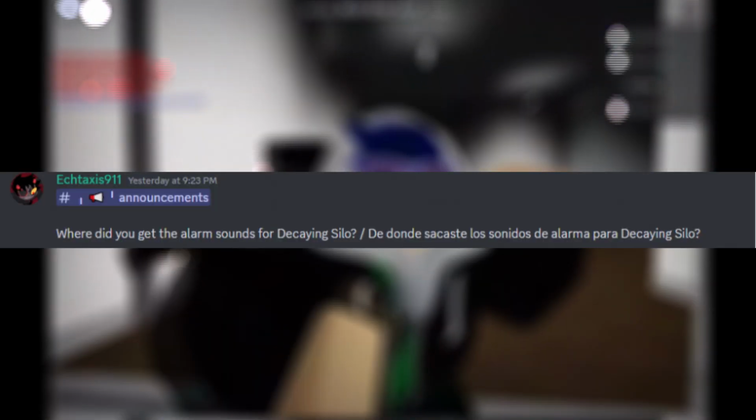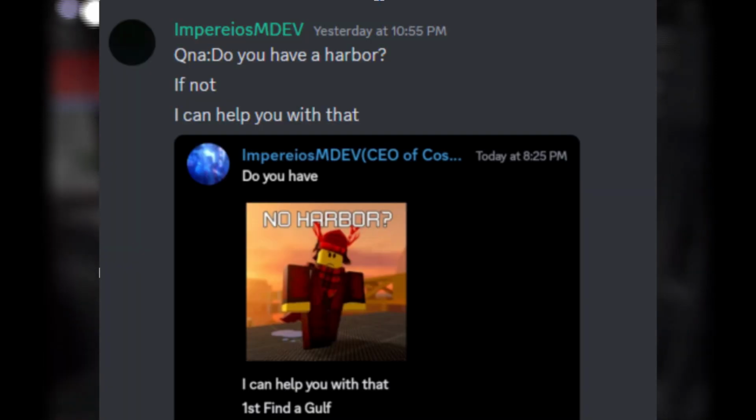Where did you get the alarm sounds for Decaying Silo? After realizing it meant the alarms in the second tower and not the OST, I can say that I found them in the toolbox. Do you have a harbor? If not, I can help you with the... I don't even need to answer this question.